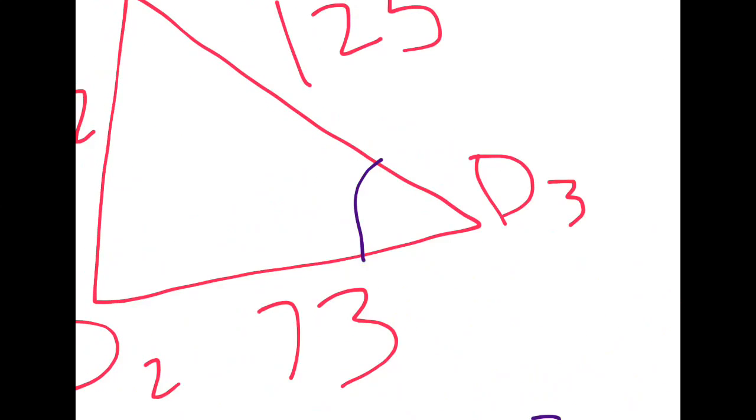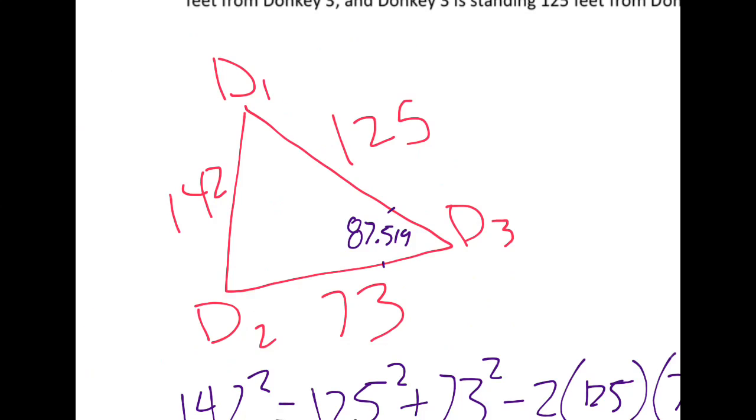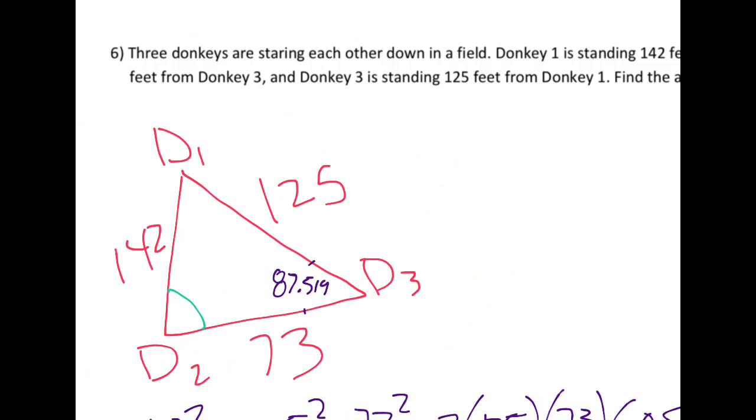So now that we know that, then we know this value is 87.519-ish, we now have a set of opposite information and can use the law of sines. So let's use the law of sines to find our next largest angle across from the side of 125. If we do that, we're going to set up the proportion.